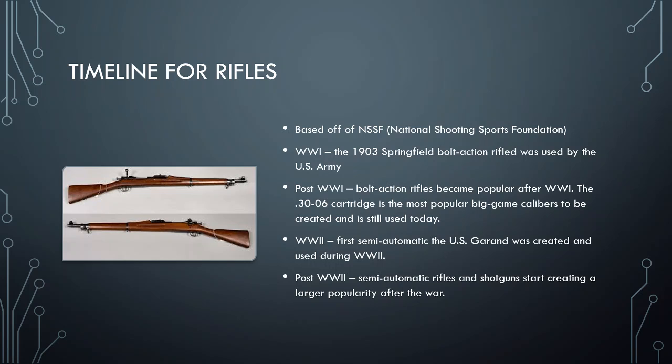Timeline. Based off of the National Shooting Sports Foundation, in World War I, the 1903 Springfield bolt-action rifle was used by the U.S. Army. After World War I, bolt-action rifles became more popular. The 30-06 cartridge is one of the most popular big game calibers ever created and is still used today. In World War II, the first semi-automatic was the U.S. Garand, which was created and used during World War II. After World War II, semi-automatic rifles and shotguns gained larger popularity.